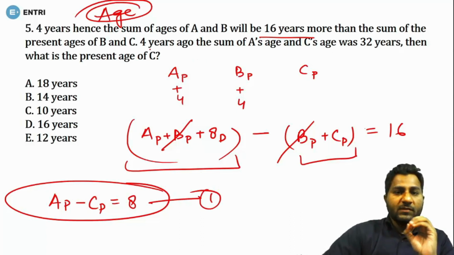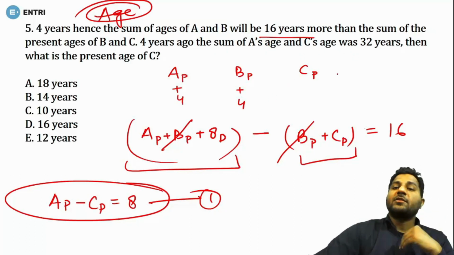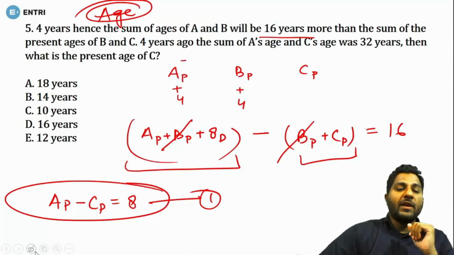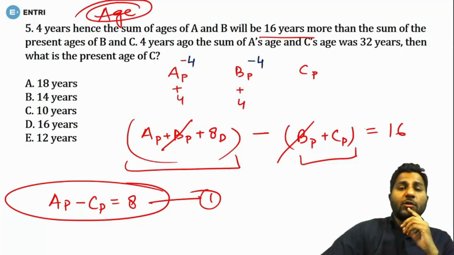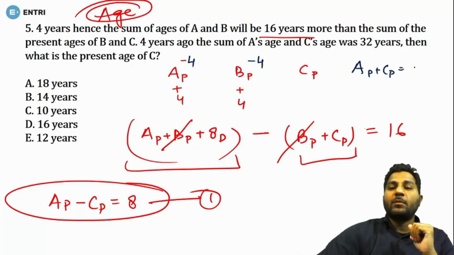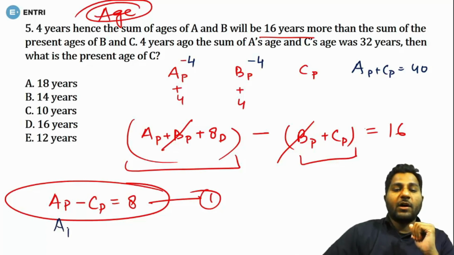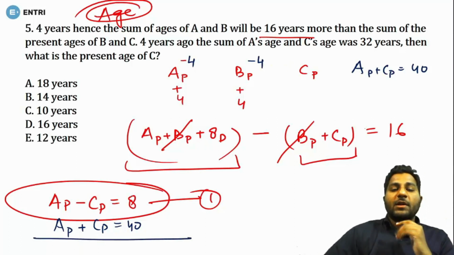Now 4 years ago the sum of the ages of A and C was 32 years. So 4 years ago, that means this time we have to subtract 4 years and 4 years. 4 years ago the sum of the ages of A and C was 32 years. That means AP plus CP will be equal to 40 years, because this 8 years will be added to the right side of the equation. Now we need to figure out the present age of C.